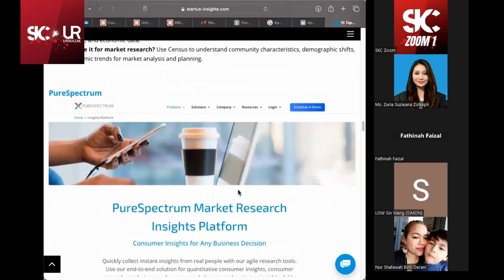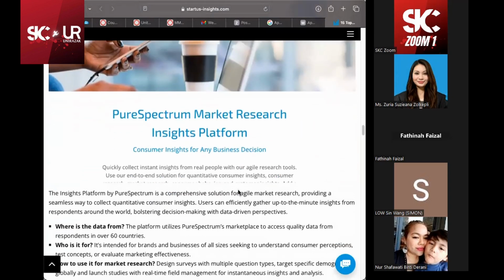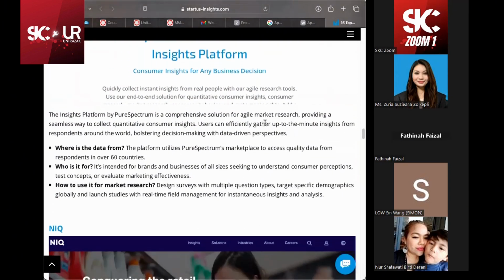Okay, so this is what I meant, like Pure Spectrum here, which is for agile market research, providing a seamless way to collect quantitative customer insight, and users can efficiently gather up-to-the-minute insight from respondents all around the world. So this is what I meant just now, where you can use this software to analyze data, for example your customer perceptions, and to test your marketing effectiveness, consumer behavior, and so on. You will see much more of this.